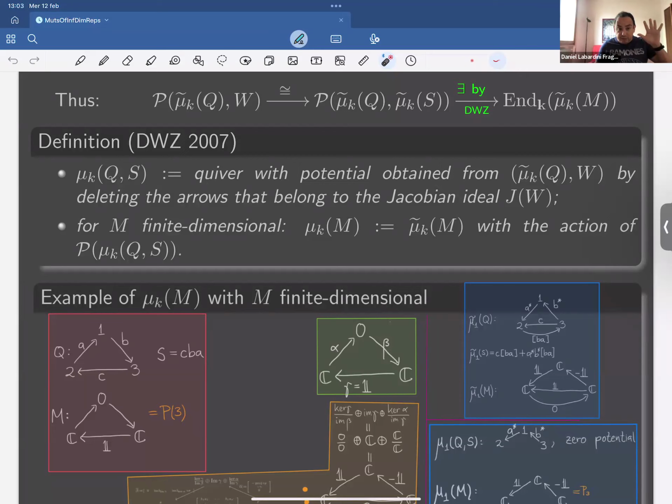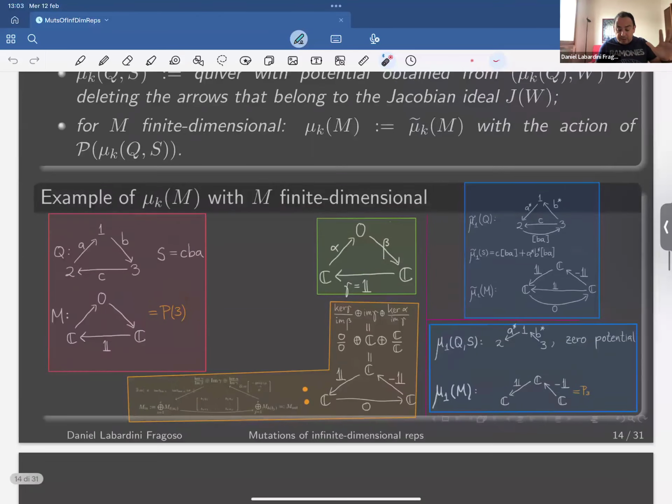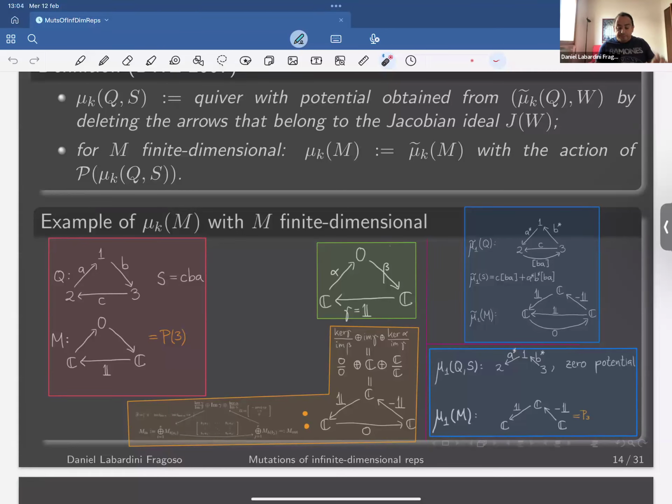Okay, so they define mutations of finite dimensional representations. And then they prove that these mutations of finite dimensional representations, if your original potential was non-degenerate, give you the correct cluster algebra information. So the G vectors that you form with injective co-presentations of finite dimensional representations give you the correct G vectors of the corresponding cluster variables.